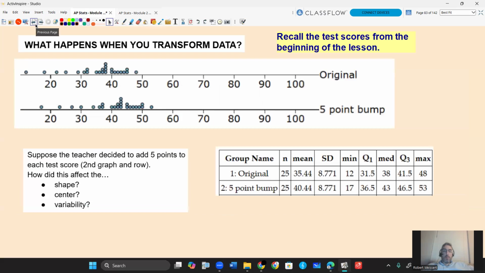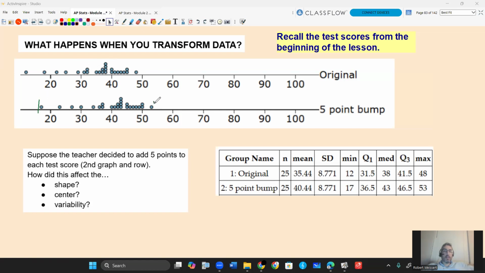And finally, to wrap up this video, we're going to be talking about what happens when you transform data. So when you have a distribution of data, remember the test scores from before. If you simply just add numbers to those, say your teacher wanted to bump up 5 points, since the grades weren't terribly great, maybe we want to boost the percentage up a little bit. So add 5 points to each. What does that do to the spread?